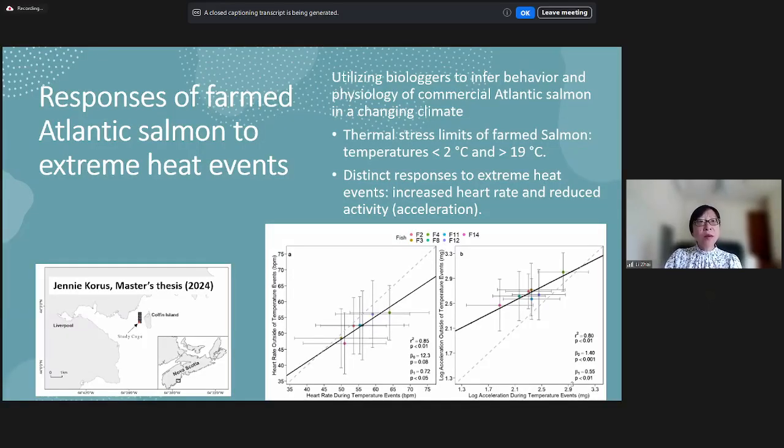My first example is about how an extreme heat event affects farmed Atlantic salmon in a fish farm in Liverpool, Nova Scotia. This is a master's thesis, and the student found that when temperatures are below 2 degrees and above 19 degrees, the Atlantic salmon are under thermal stress. From this figure, you can see that under an extreme heat event, the Atlantic salmon increased their heart rate and reduced their activity levels.